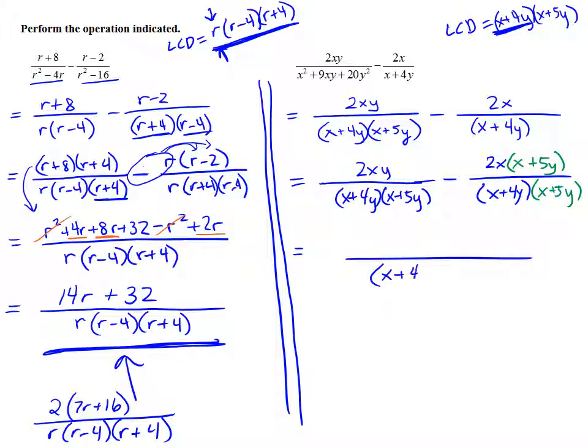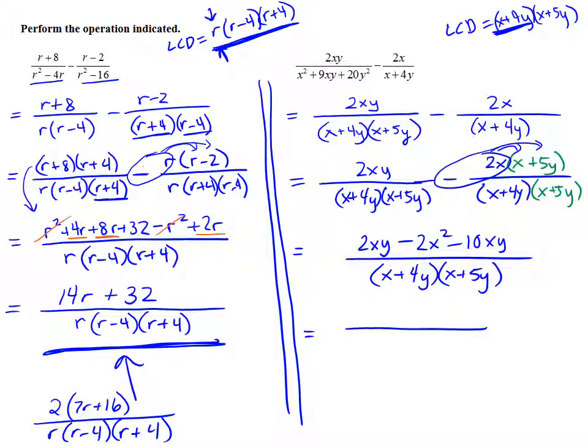You can write this out that way. X plus 4y times x plus 5y. And my numerators I can subtract, but remember to distribute before you do the subtraction. So 2xy. If you want to, it can be handy to distribute the negative at the same time you distribute the 2x. So minus 2x squared, and then minus 2x times 5y. So that would be minus 10xy. Now let's collect like terms. Negative 2x squared minus 8xy all over x plus 4y times x plus 5y. So our numerator is now simplified.